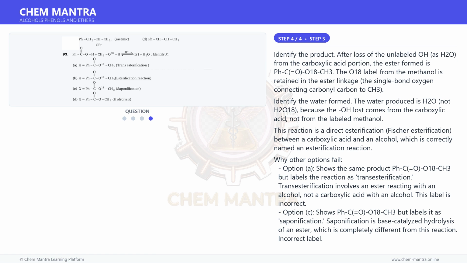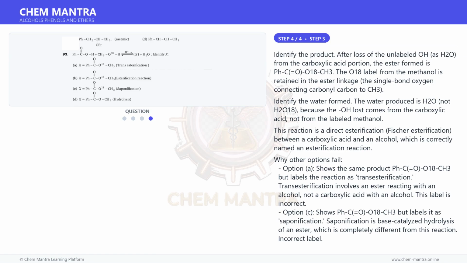Option A shows the same product PhC(=O)O18CH3 but labels the reaction as transesterification. Transesterification involves an ester reacting with an alcohol, not a carboxylic acid with an alcohol. This label is incorrect. Option C shows PhC(=O)O18CH3 but labels it as saponification. Saponification is base-catalyzed hydrolysis of an ester, which is completely different from this reaction.